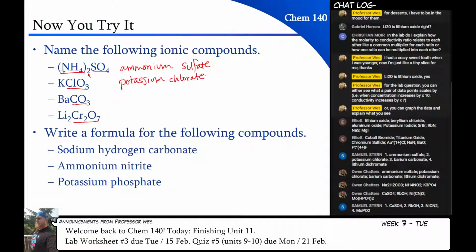When in doubt, break everything into ions, and then you can just match them to the table. So there's potassium chlorate. This is carbonate, so this will be barium carbonate. And then we've got lithium, and then Cr2O7 with a 2- charge is dichromate.